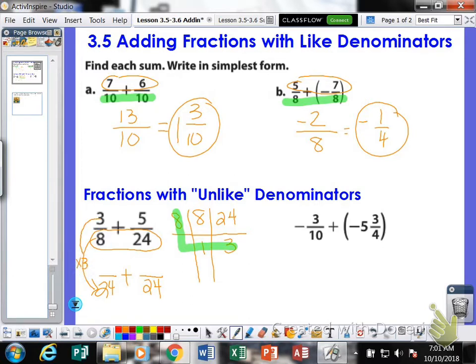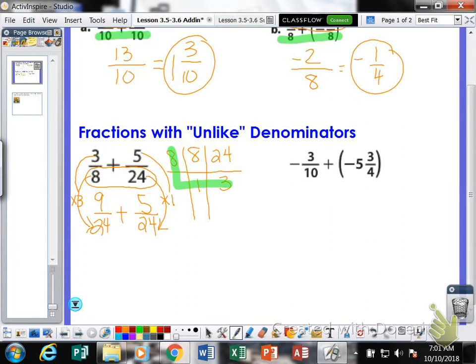So now I have to multiply 3 times 3, and I get 9. Well, here, 24, we stayed 24, so that's just times 1. So multiply 5 times 1, and I get 5. Now we can add. So now that the denominators are the same, I can add 9 plus 5, and I get 14 over 24, which can then simplify. I can divide by 2, top and bottom, and I get 7 over 12 as my final answer. Again, yes, you can use a calculator, but still know how to do this without a calculator.